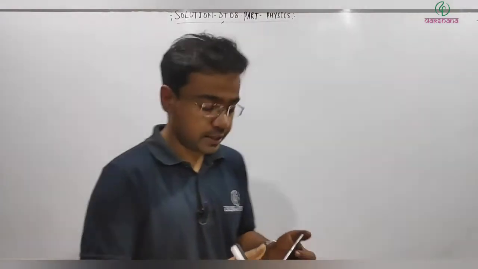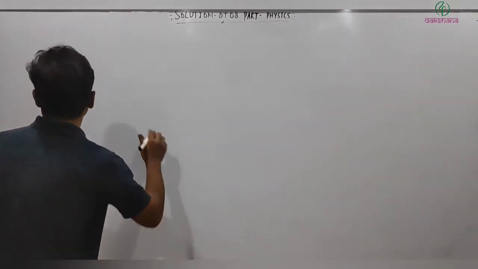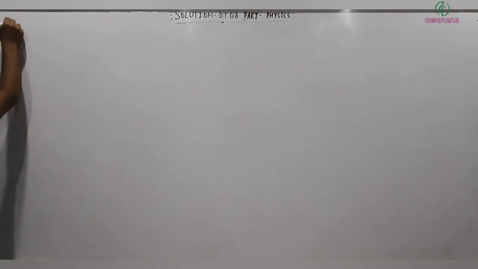So let's continue with question number 1. Here we have a particle of mass m suspended from the ceiling through a string of length L. The particle moves in a horizontal circle of radius R. The speed of the particle is?